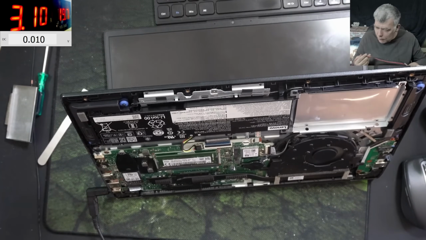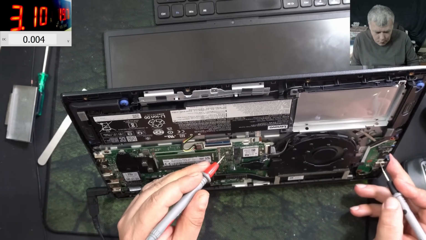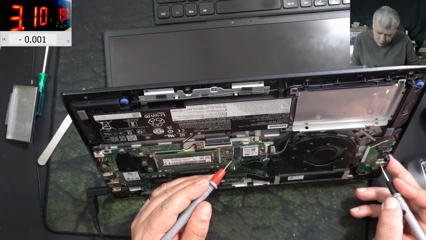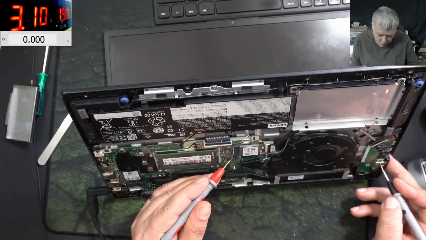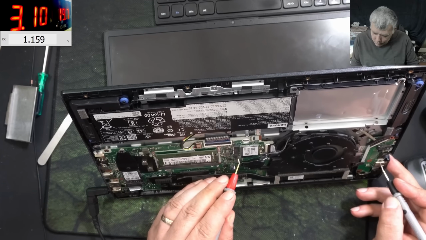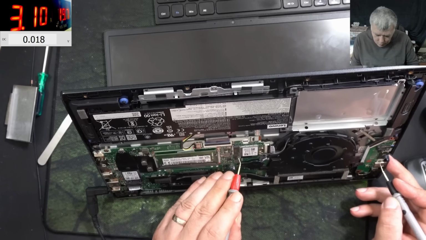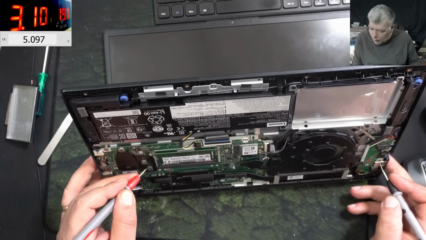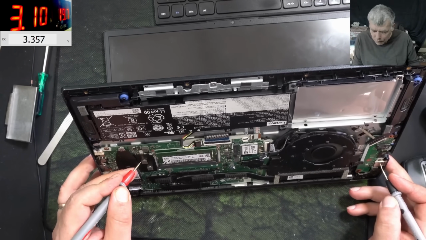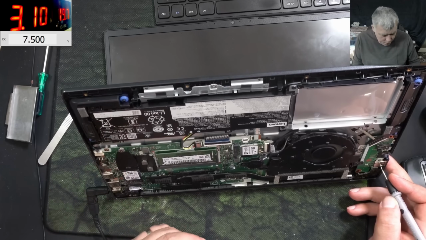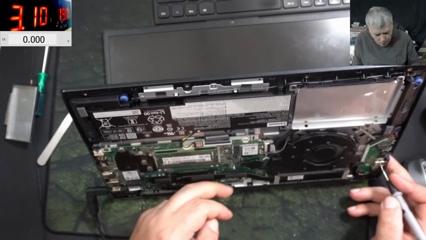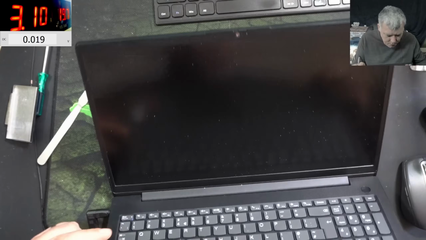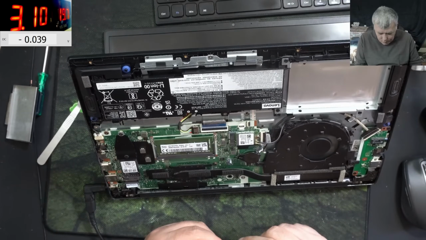Let's check some voltages on the coils. So here we have 1.2, here we have 0.7, and that can be right. On this coil we have 1.8, here we have 5 volts, 3.3, and this is the charging coil. I mean, everything seems to be fine on this one. The system is just frozen.